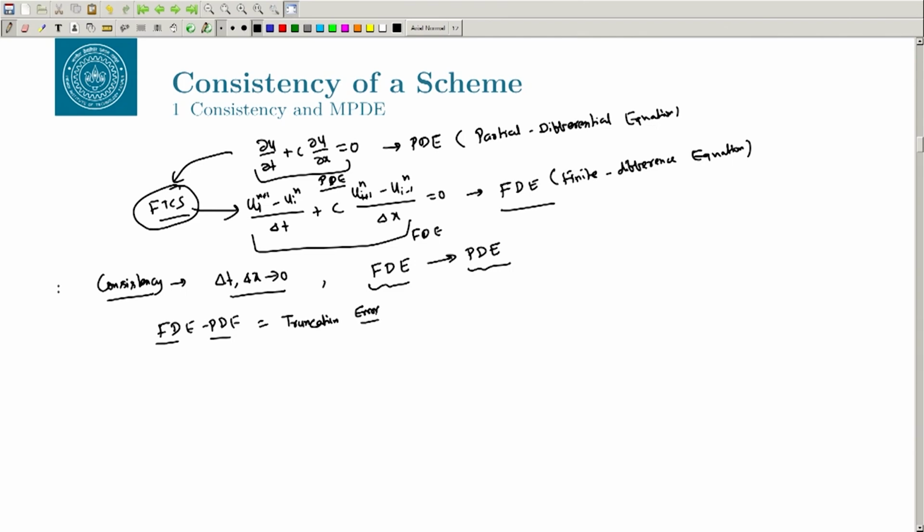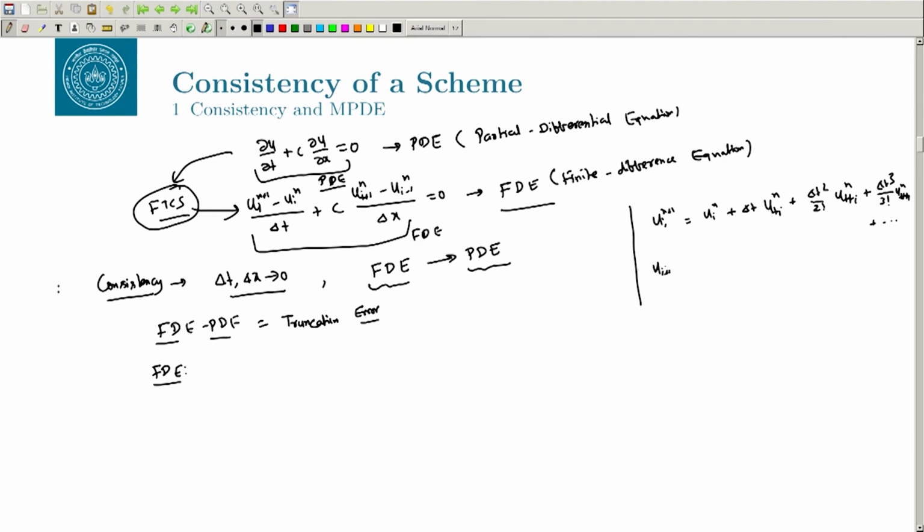So, let's look at the FDE. Okay. Remember our Taylor series expansions: U_i^(n+1) is equal to U_i^n plus delta t U_t at (i,n) plus delta t square by factorial 2 U_tt at (i,n) plus delta t cube by factorial 3 U_ttt at (i,n) plus all higher order terms, where U_t represents the derivative with respect to time.